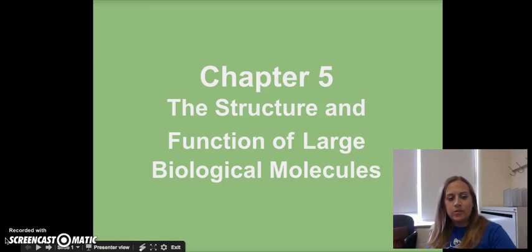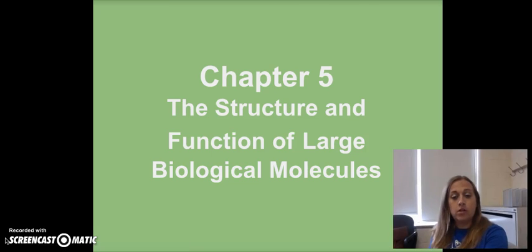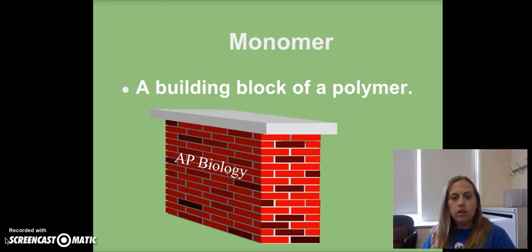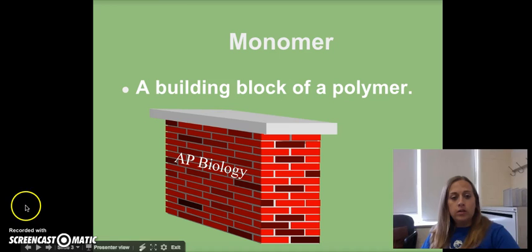Hey everybody, we are going to start chapter 5 and we're going to be looking at the structure and function of large biological molecules. We call these macromolecules, macro meaning large, and these are large molecules that are formed by joining many subunits together. So we also call them polymers because again poly means many, so it's many subunits linked together. And you link together monomers, which are the building blocks of a polymer.